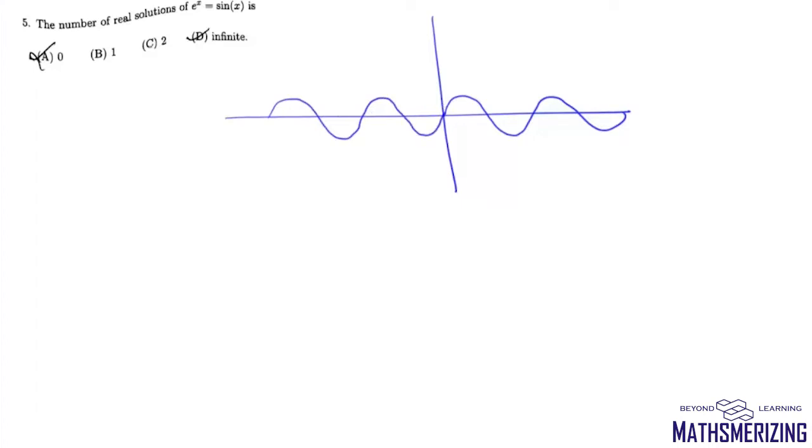That's the graph of sin x, and if we draw the graph of e to the power x, we know that is an increasing function. Now when x is less than 0, these two graphs will intersect at infinite number of points. So the number of real solutions of this equation is infinite, and that's your option number D.